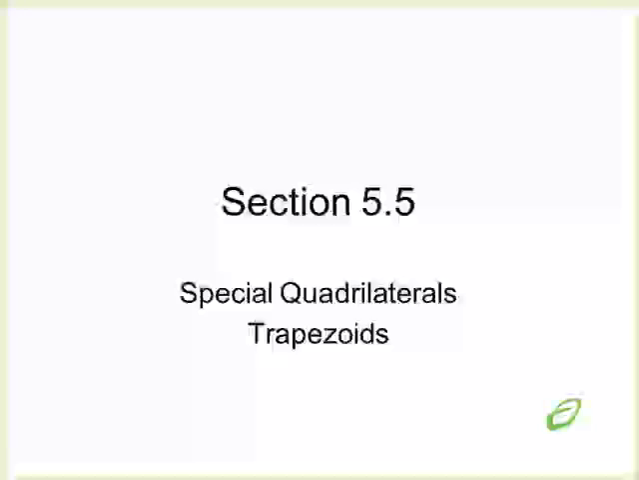Talk about a different type of special quadrilateral that's a trapezoid. So yesterday we talked about special parallelograms, rectangles and rhombuses and squares. Today we're going to talk about a different kind of quadrilateral that's special, and that's a trapezoid. Somebody remind me what the definition was for a parallelogram. What was the defining characteristic of a parallelogram?